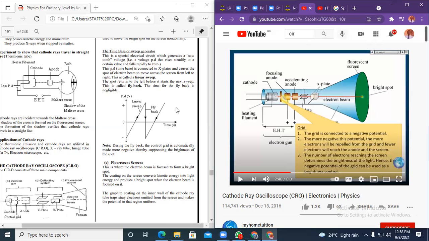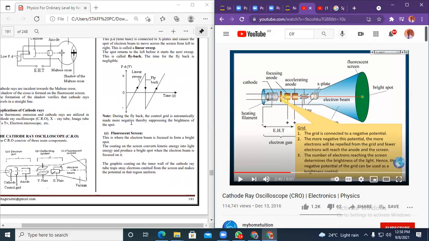I don't know whether it's time to show you that video, but let us first continue. They're saying that during the flyback, the control grid is automatically made more negative, thereby suppressing the brightness of the spot. So during the flyback, the grid becomes more negative. If it becomes more negative, that means it allows very few electrons to reach the screen. So during the flyback, you will not see the brightness because the number of electrons reaching the screen has been reduced by the grid.